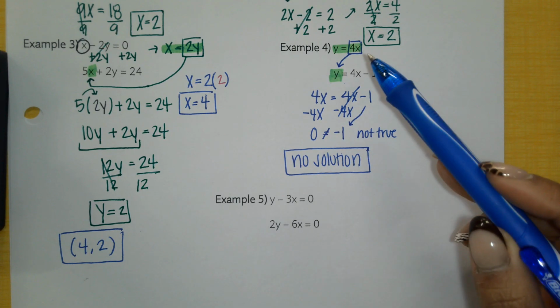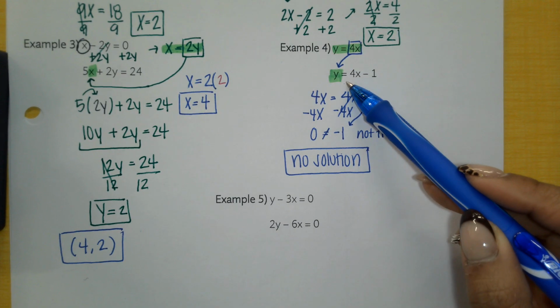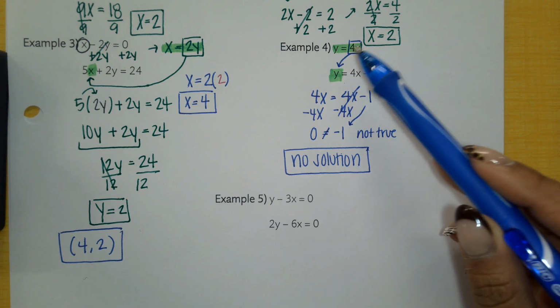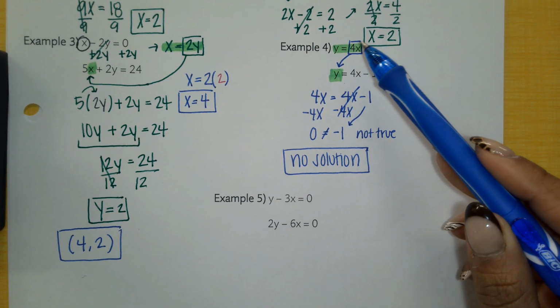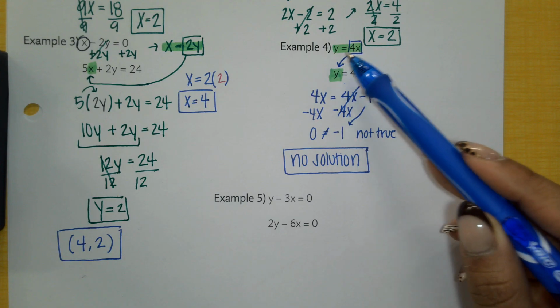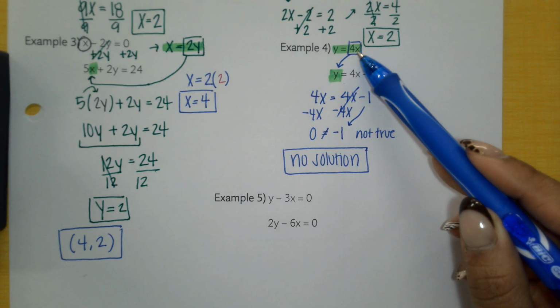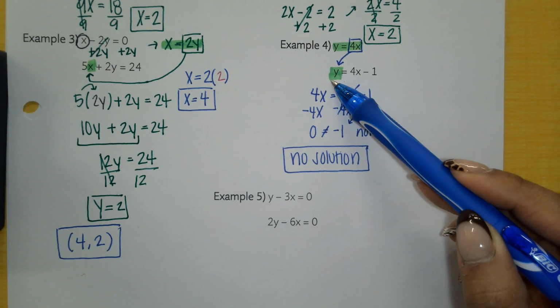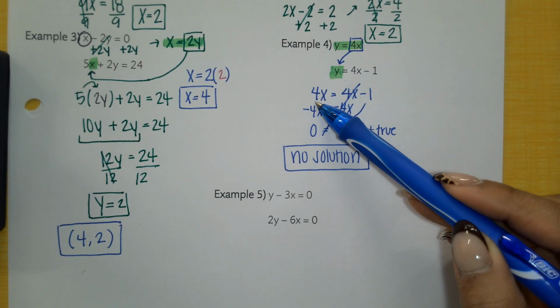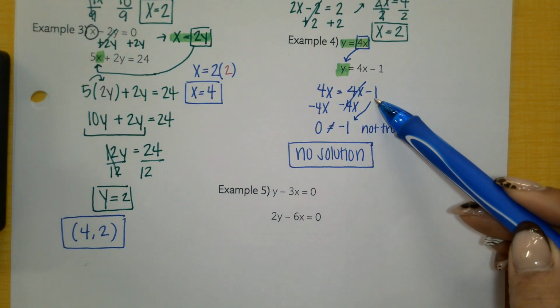Okay, so on this one, you have y is equal to 4x and then y is equal to 4x minus 1. Both of them are solved for y, so it doesn't really matter which one you pick to plug in. So I'm going to just pick the first one. So I have y is equal to 4x, so that means the 4x is going to replace the y in the second equation. Okay, so once you replace it, you get 4x is equal to 4x minus 1.